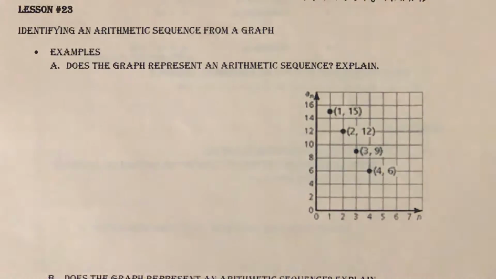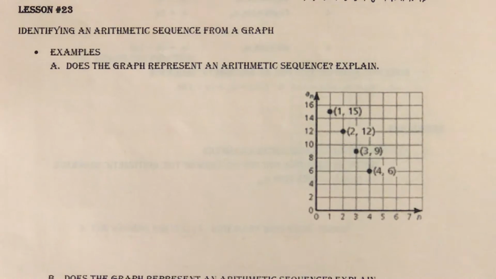So we're on to lesson number 23, which is all about identifying an arithmetic sequence from a graph. They've given us these graphs here, and they have shown us some points on this that represent an arithmetic sequence that's going on. So what we're trying to figure out is, what does it represent? What is it telling us?